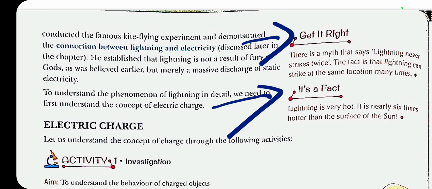Next, it's a fact. Lightning is very hot. It is nearly 6 times hotter than the surface of the sun. Okay, I didn't know this additional information. I also read the chapter before telling you. Okay, so we read the Get It Right and It's a Fact part.